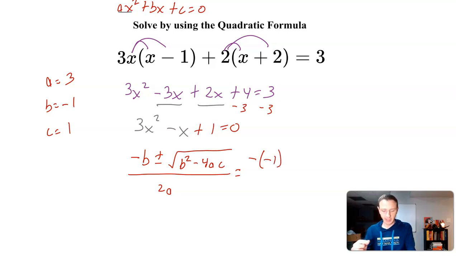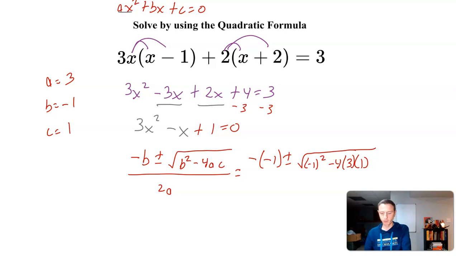Don't think of this as, oh, my quadratic formula is negative b, so therefore my b is negative 1, so it's going to be negative 1. Because it wants it to be negative. No, it wants the opposite of your b value. So if your b is negative, it's going to become a positive. If your b is positive, it's going to become a negative, and so on. And then plus minus square root of b squared, negative 1 squared, minus 4ac.